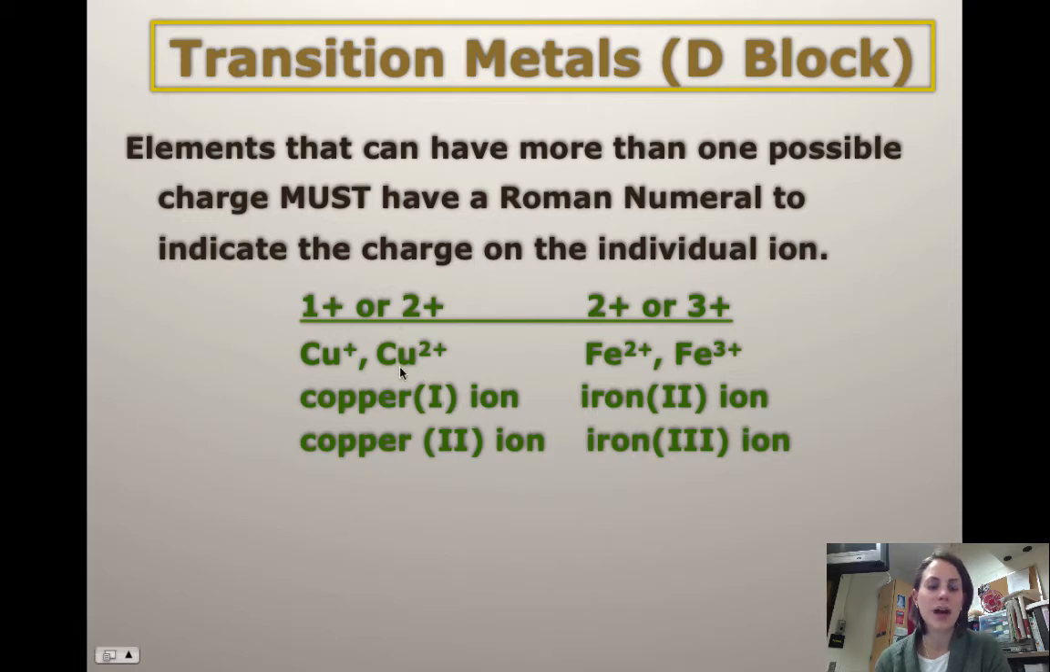Copper is one example. Copper can make a +1 and it can make a +2. It does both. It doesn't do both at the same time, but it chooses kind of which one it wants to do based on maybe what it's pairing with. So copper +1, I would put a Roman numeral I. Copper +2, I would put a Roman numeral II to indicate the charge. So the Roman numeral indicates the charge. Iron is an example of an element that makes a +2 or a +3 charge. So I need Roman numerals II and III respectively to indicate the charges on those ions.